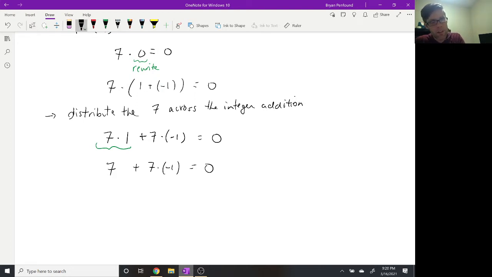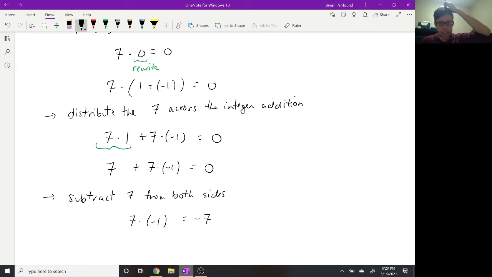And then the final step here is to subtract 7 from both sides. If we do that, we're going to be left with 7 times negative 1, which remember, we're going to pretend that we don't know what that should be equal to. And if we take 0, subtract 7, we should get a negative 7 on the right-hand side. So if I subtract 7 here, this would become 0, and if I subtract 7 here, this becomes negative 7. So effectively what I've done by subtracting 7 from both sides is I've shown that 7 times negative 1, which again we're pretending that we don't know, should be equal to negative 7.